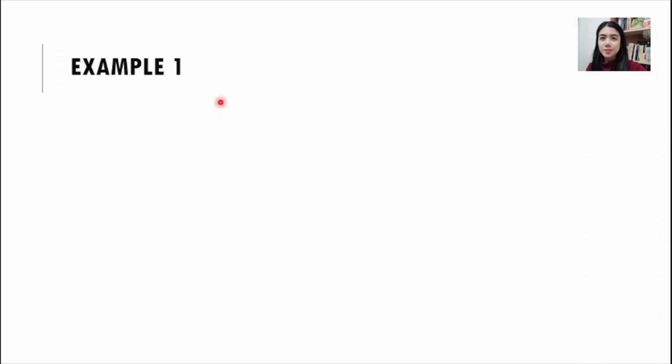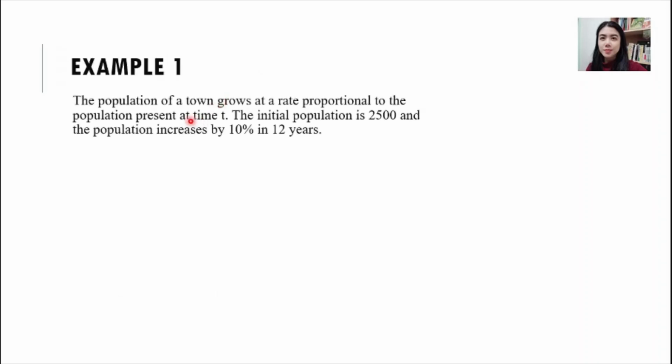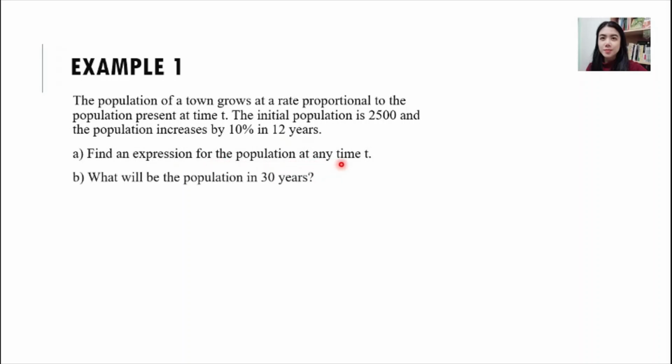So let's just look at example 1. The population of a town grows at a rate proportional to the population present at time t. The initial population is 2,500 and the population increases by 10% in 12 years. Find an expression for the population at any time t. What will be the population in 30 years?